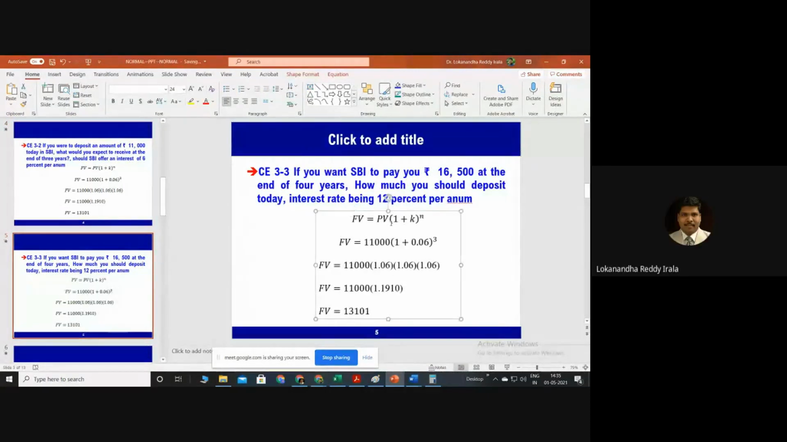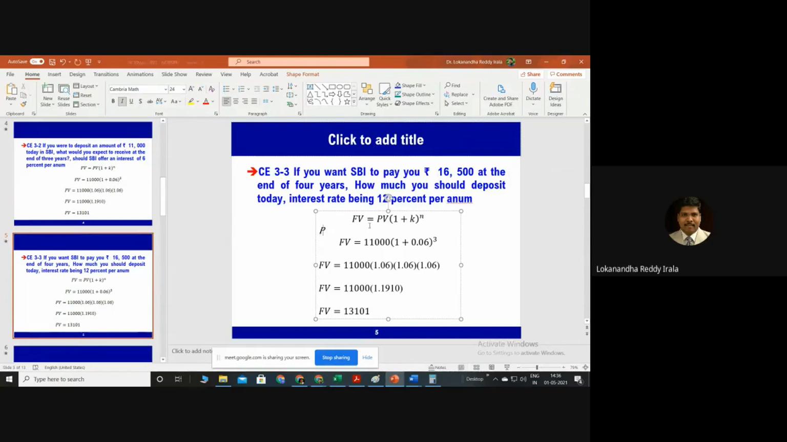So now we can use the same formula. Instead of future value, now we have to find out the present value. See here, the future value is 16,500. After 4 years, it's going to be 16,500. How much does it have to be today? Okay, so this formula I will rewrite now.